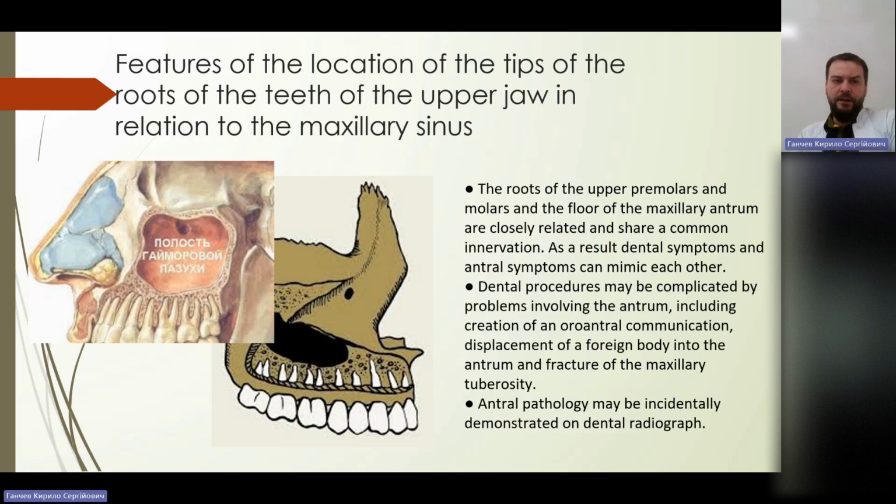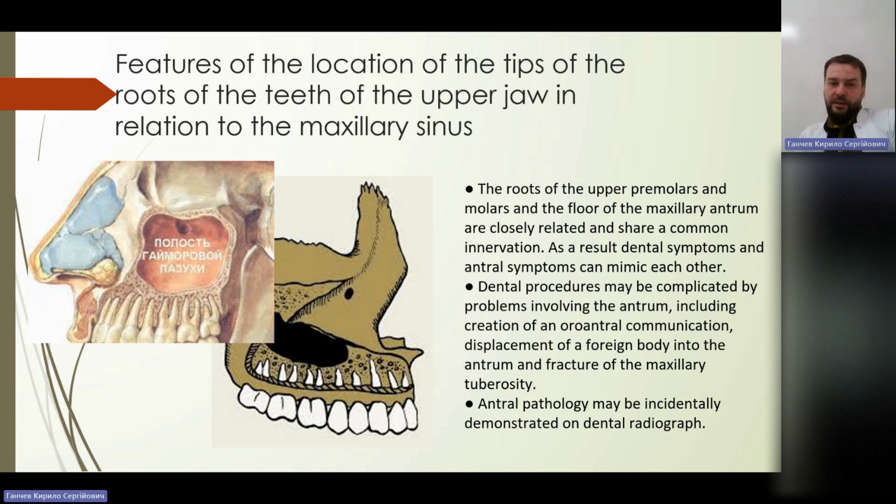Let's move on. So, features of the location of the tips of the roots of the teeth of the upper jaw in relation to the maxillary sinus. That is a problem in dentistry, because we always struggle with that. The roots of upper teeth are very often located in that maxillary antrum.